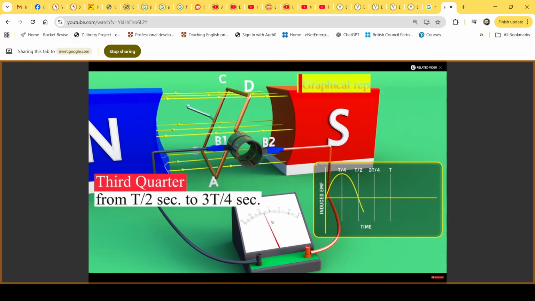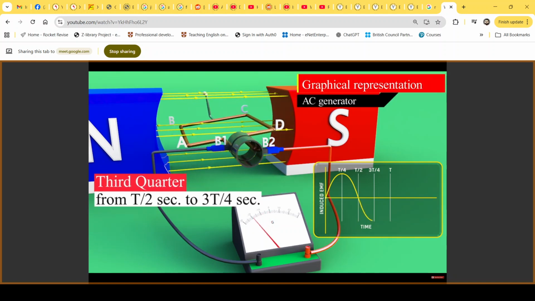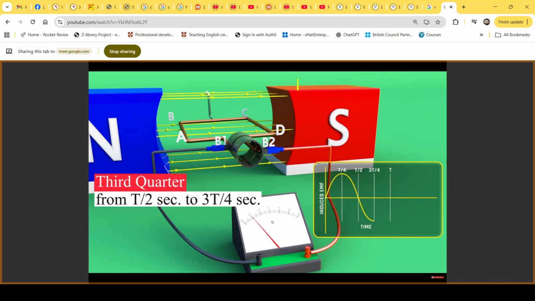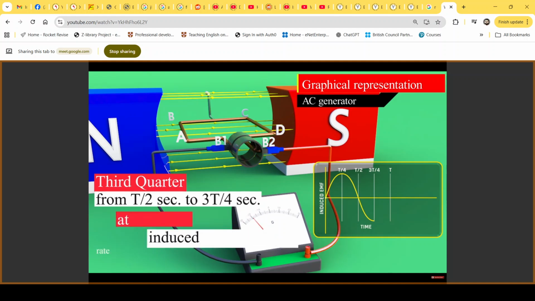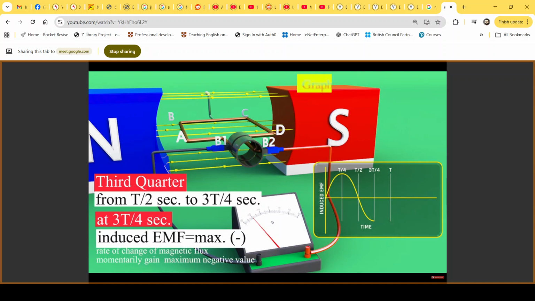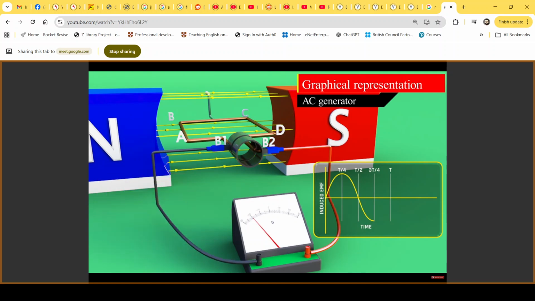During the third quarter of rotation, from t over 2 seconds to 3t over 4 seconds, part of armature AB goes up and part CD moves down. In this period, induced EMF increases from 0 to maximum value, but with opposite polarity. In 3t over 4 seconds, the rate of change of magnetic flux momentarily gains maximum value, but compared to the position in t over 4 seconds, induced EMF gains its negative value.